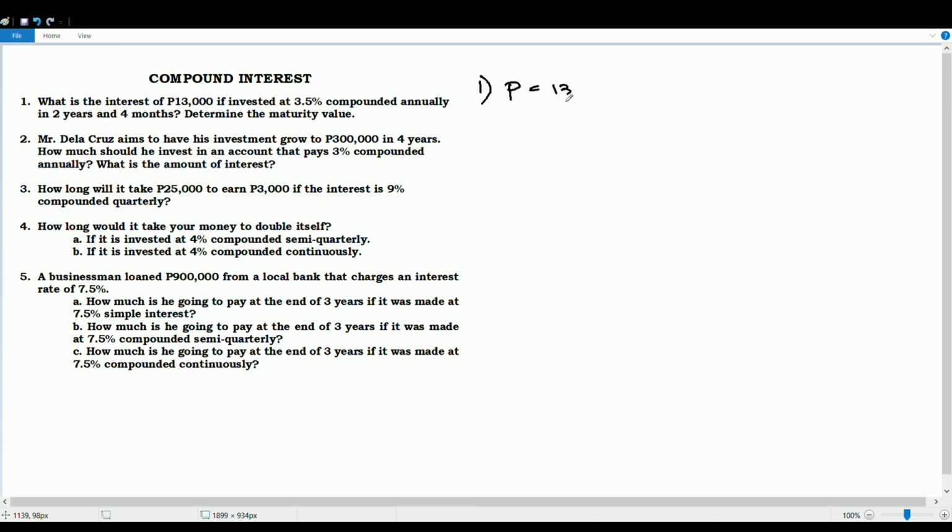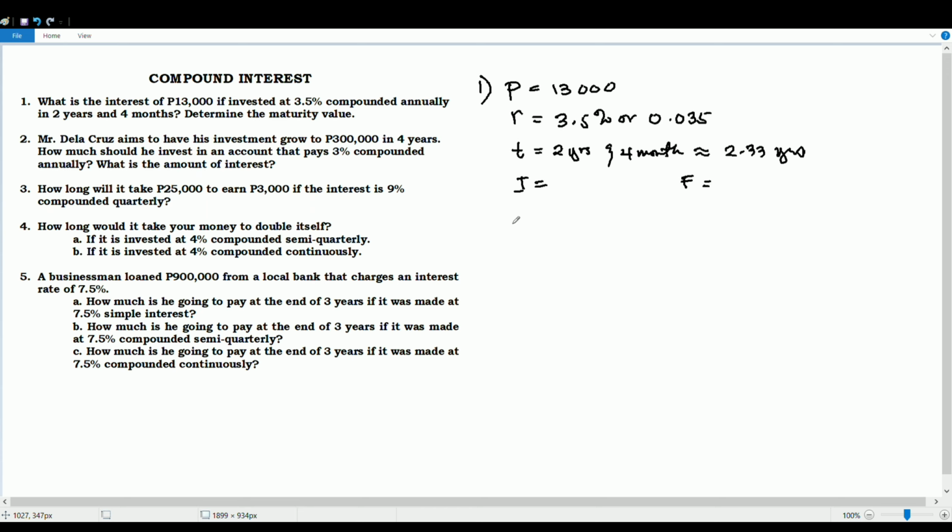So the question is, from the values of the variables that we have, what formula are we going to use? We are asked to solve for the value of the interest and the value of the maturity value. So we will be using the formula F equals P times 1 plus R raised to T, because the rate is compounded annually or just once a year.